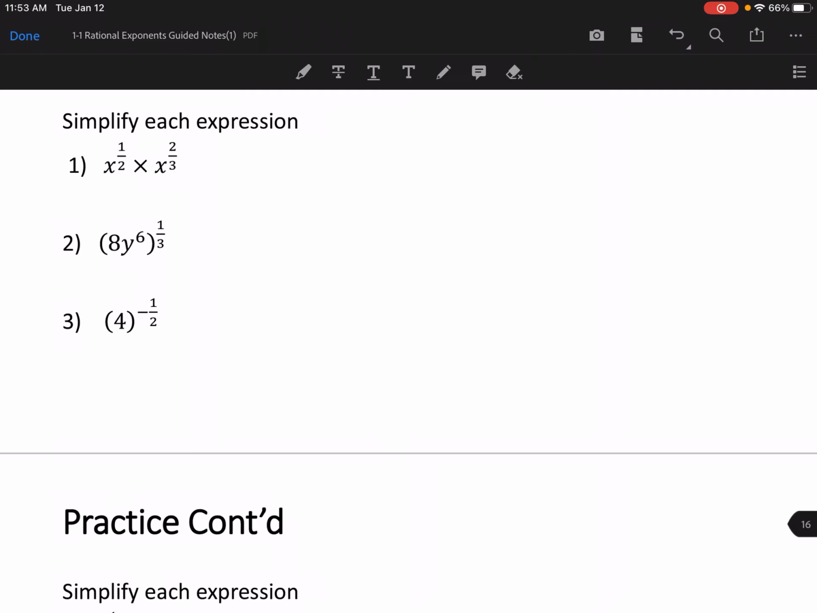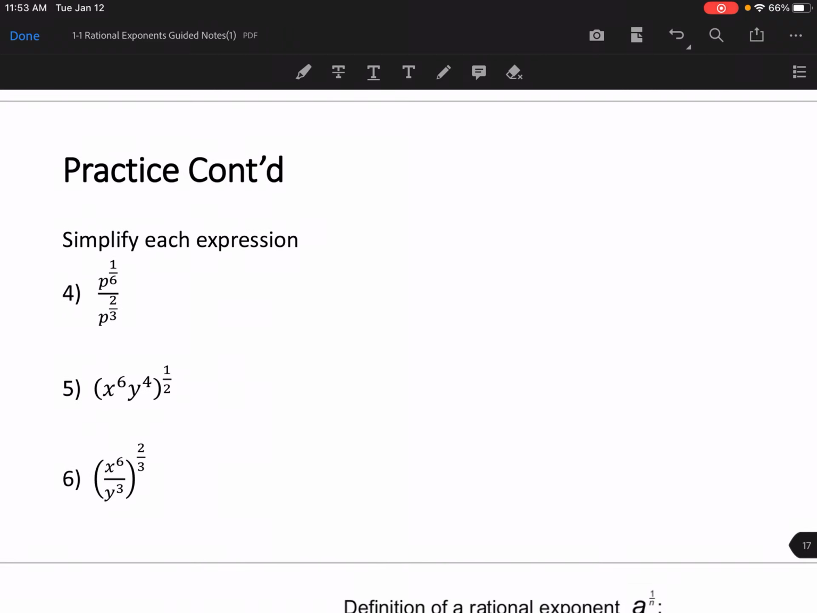I didn't finish copying. Oh, sorry. This first part or the second part? Second part. Second part, okay, there you go.